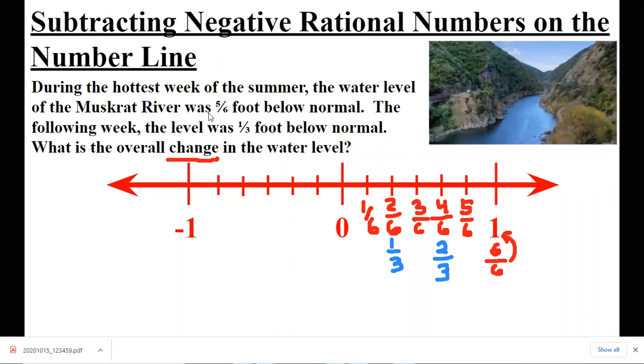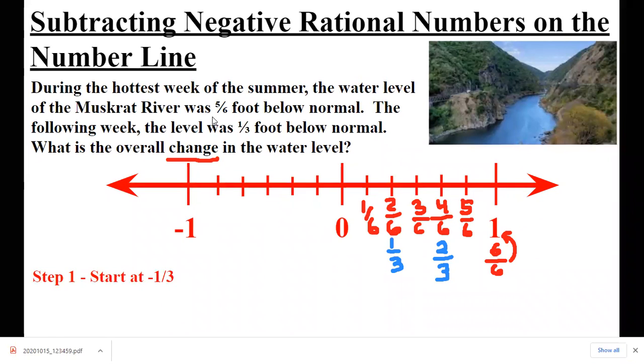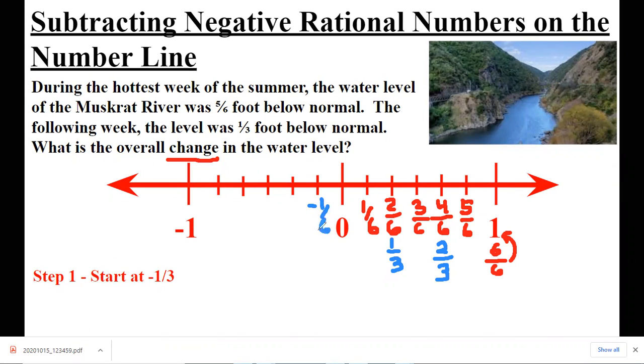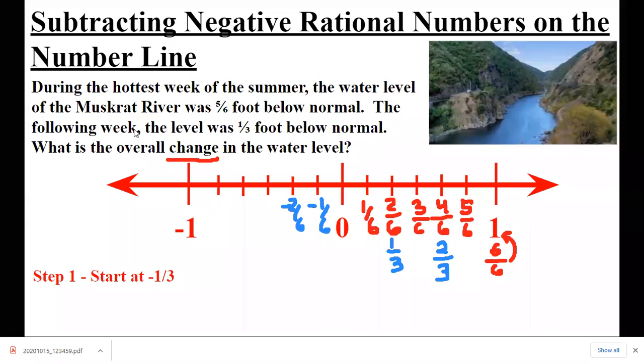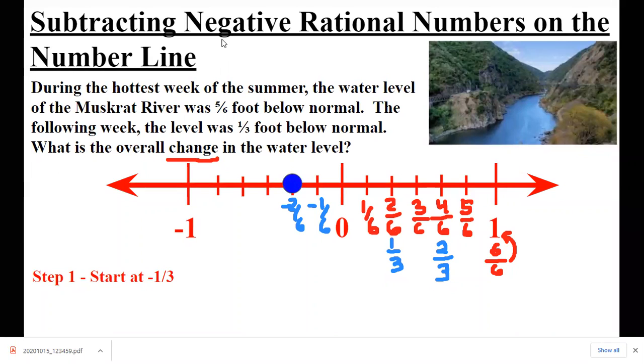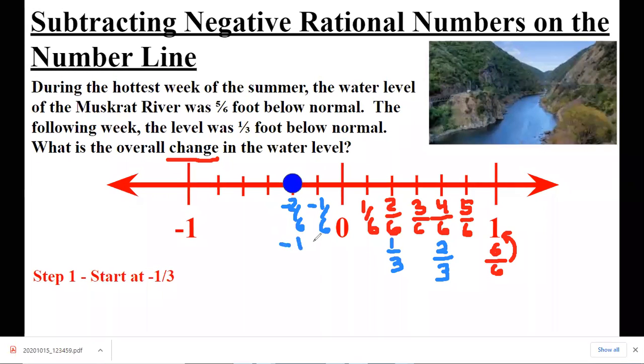So let's see what we're doing here. We're going to start at -1/3. So we have to find where -1/3 is. If you were looking on here, where would -1/3 be? This is -1/6, right? This is -2/6, but isn't -2/6 the same thing as -1/3, just like on the other side of 0 that we just did? Yes, so it's going to be right here. We're going to put our dot in there. That is -1/3.